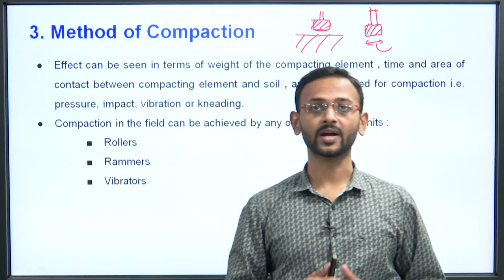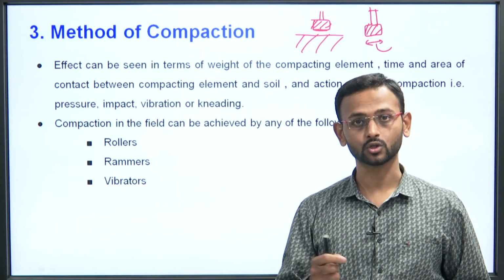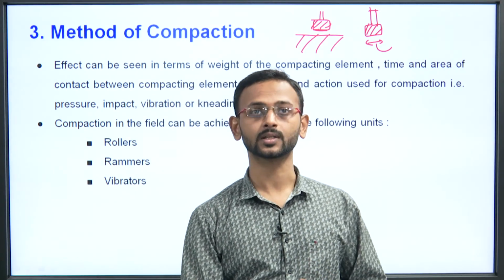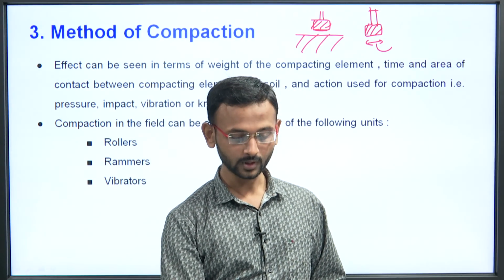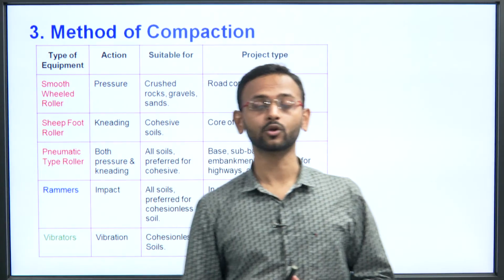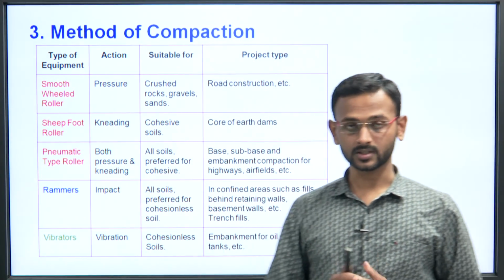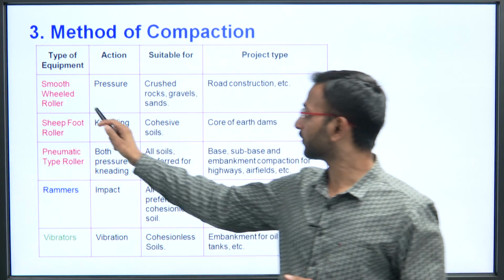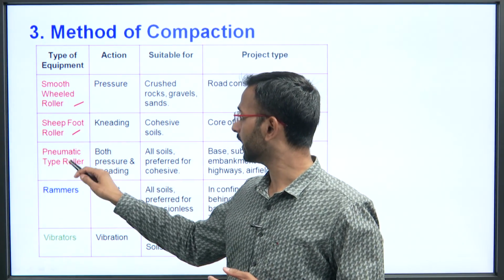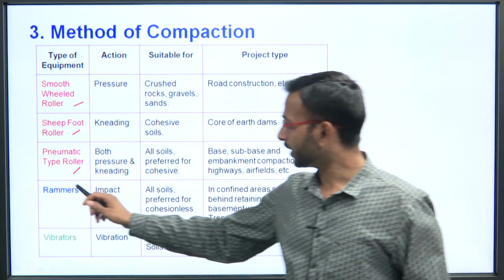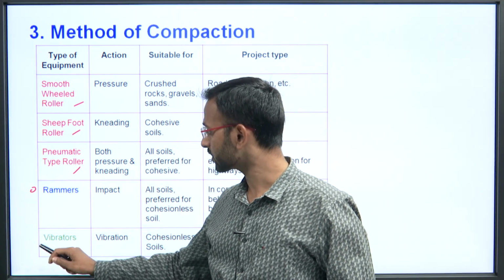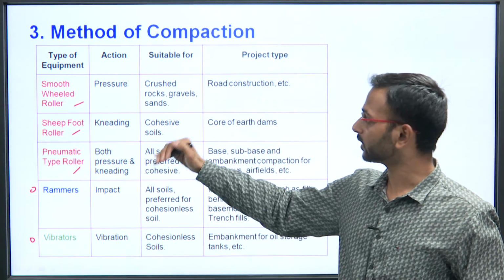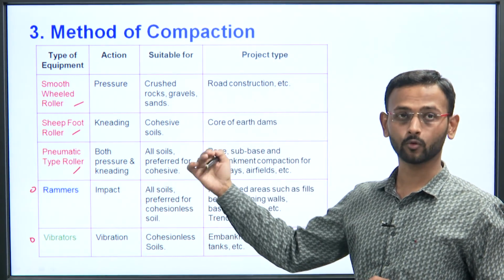In the field, compaction can be achieved using rollers, rammers or vibrators. We will discuss all three in detail. First, the rollers: smooth wheeled roller, sheep foot roller and pneumatic type roller. The second point is the rammers, and the third point is the vibrators. According to the names, we can derive many things.